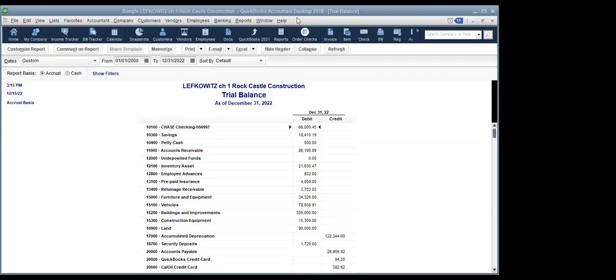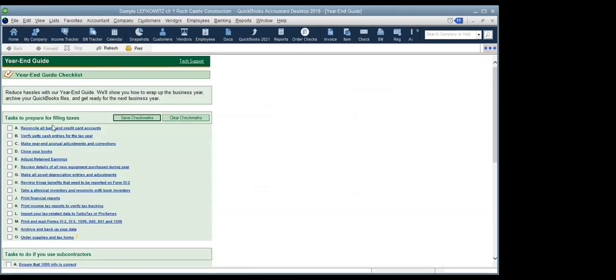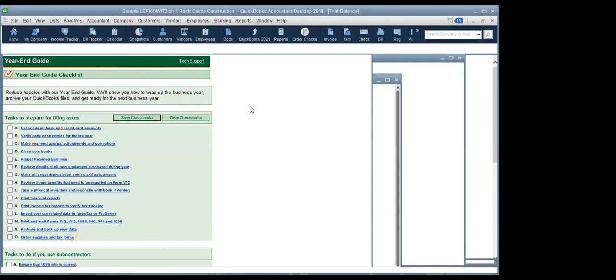Again, if you missed the beginning of class, you do have help. It's not doing it for you, but it's reminding you what needs to be done. Now go to Help in the menu, Year-End Guide, and you will have a guide of what needs to be done. So, reconciliation of bank and credit card. Let's discuss that.